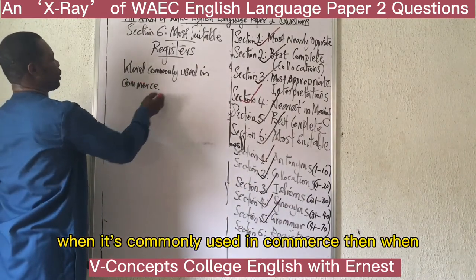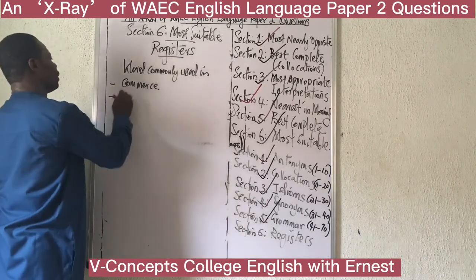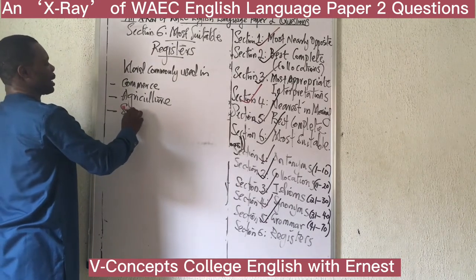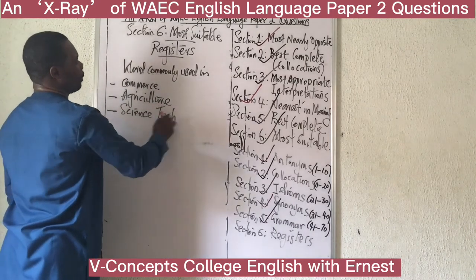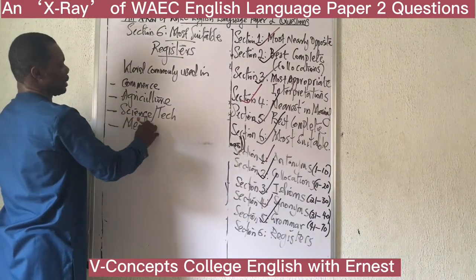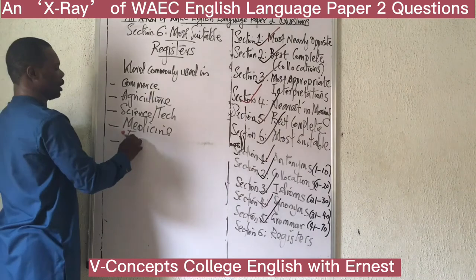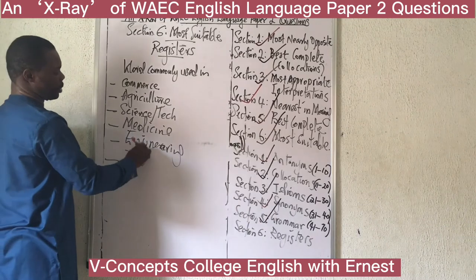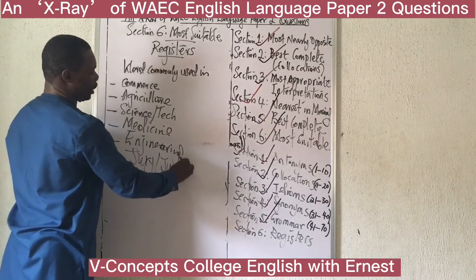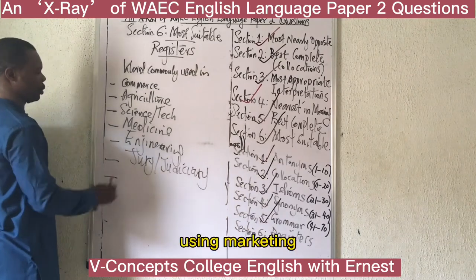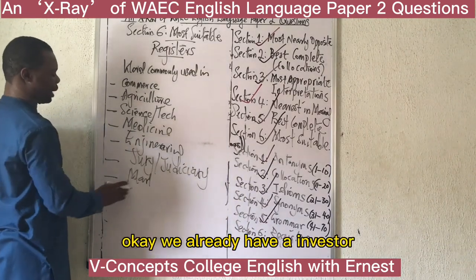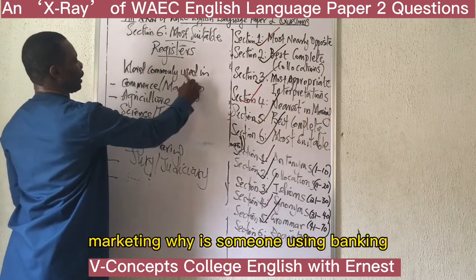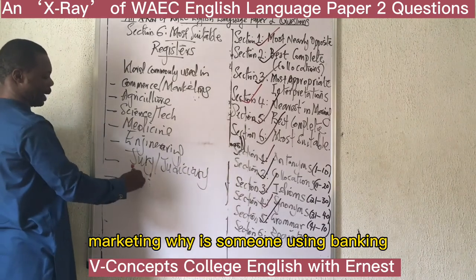Words commonly used in commerce. Then words commonly used in agriculture, words commonly used in science and tech, words commonly used in medicine, words commonly used in engineering, then words commonly used in the judiciary, words commonly used in marketing. Okay, we already have commerce there. Then words commonly used in banking.